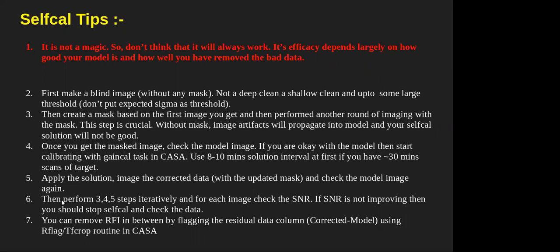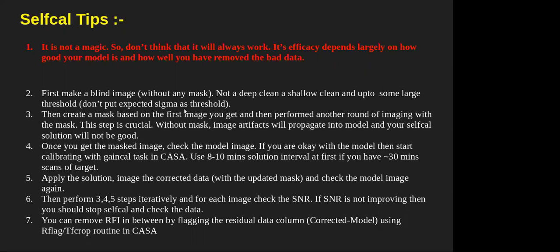This is the way I did it. Many people do it in different ways, but this is how I did it. First I make a blind image, that is, there is no masking, and I will not clean it very deep. I will make a shallow clean down to some large threshold, not the expected RMS value. Let's say you have an expected RMS value of 1 millijansky. The first time you probably clean to a 3 sigma or 4 sigma threshold. Then you get an image.